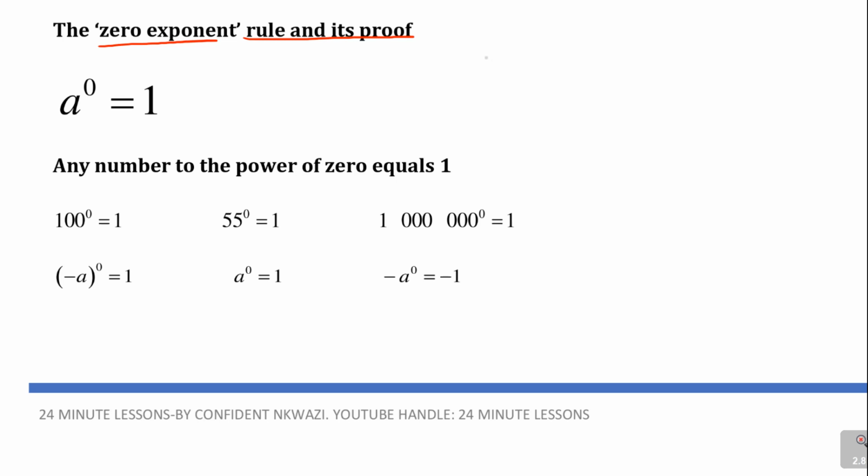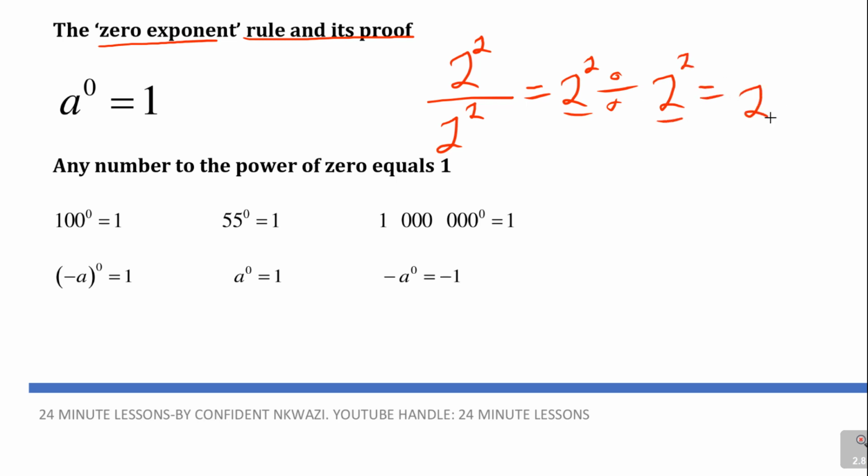If I give you, for example, 2 to the exponent 2 over 2 to the exponent 2. Now this is the same as 2 to the exponent 2 divided by 2 to the exponent 2, and you said when you have the same base, it's 2 to the exponent what? 2 minus 2. Are you seeing that? So what is 2 minus 2? It's 2 to the exponent 0.